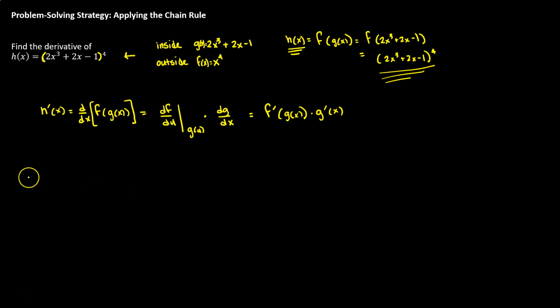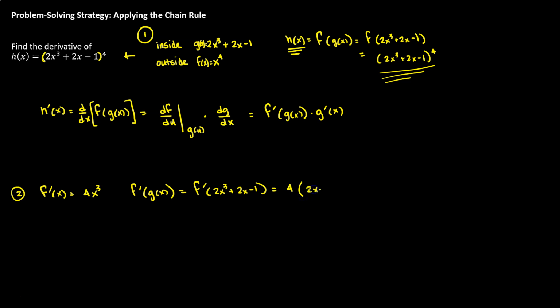All right, so remembering our 4 steps for finding the chain rule, first thing was to identify the inside and outside functions. We just did that. The second thing was to take the derivative of the outside function. I'm going to call that f prime. F prime in this case would look like 4x cubed. Also part of step 2 was to plug the inside function into the derivative of the outside function, which would look like 4 times our inside function cubed.